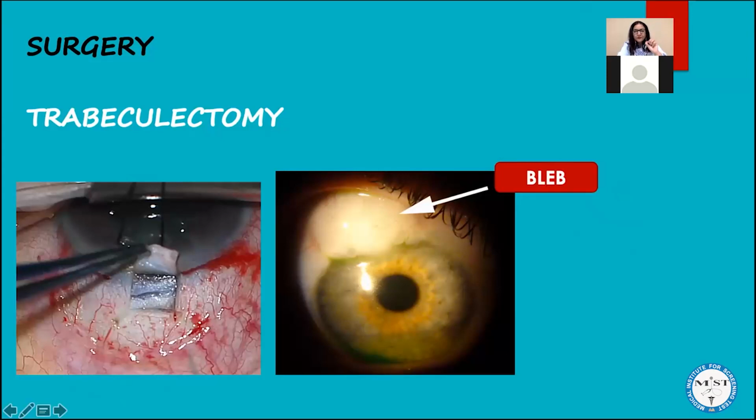A fistula will be made. The aqueous will flow out directly through this fistula, and it will accumulate under the conjunctiva in the form of a bleb. Because the natural drainage was not occurring, you have created a fistula. Once it is collecting in this bleb, gradually it gets absorbed by the episcleral vessels. So this is the principle behind this.